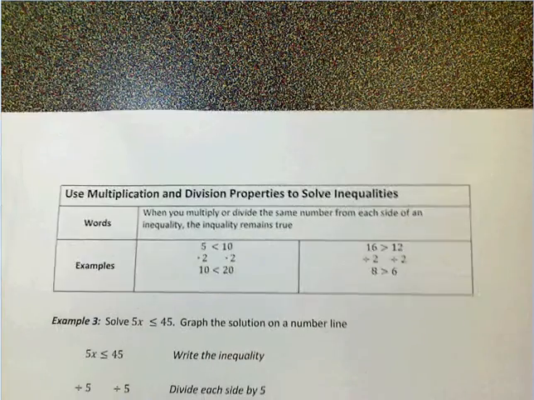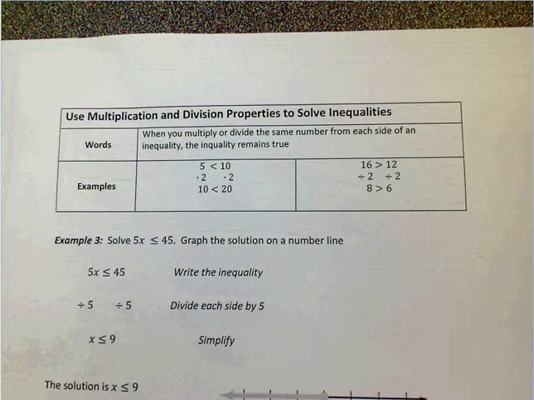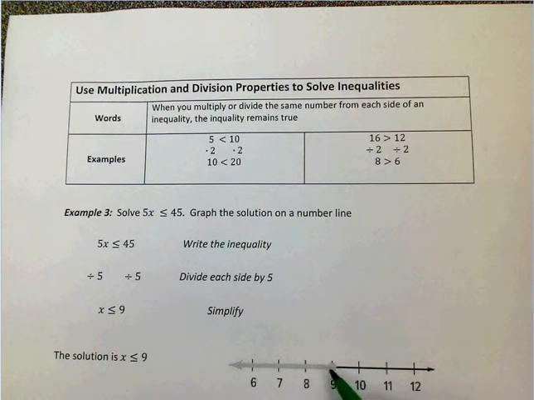The same goes for multiplication and division. So if I'm solving 5x is less than or equal to 45, we use our inverse operation, which is division. We're going to divide both sides by 5, and we get x is less than or equal to 9. So because x is less than or equal to, it's a closed circle going to the left.